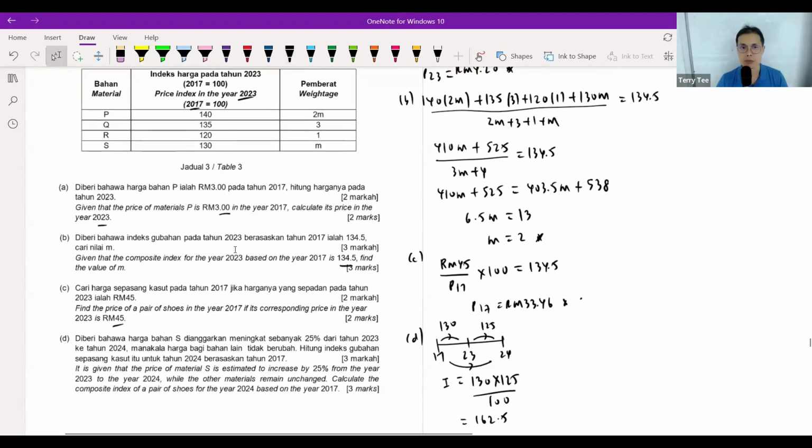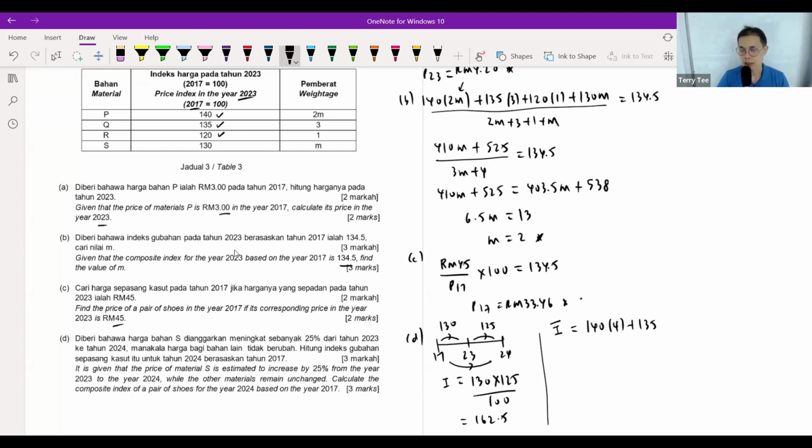So when they remain unchanged, right, you're going to use back the same indices here. Because if you take, for example, 140 times 100 divided by 100 is still 140. It doesn't change. Same goes to Q135. Same goes to R120. So we're going to use the composite index now, right? The first one is 140. Remember, you know your M is 2. So this 2M is going to give us 4.